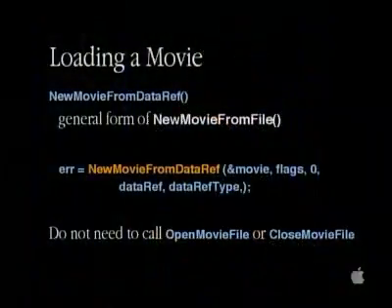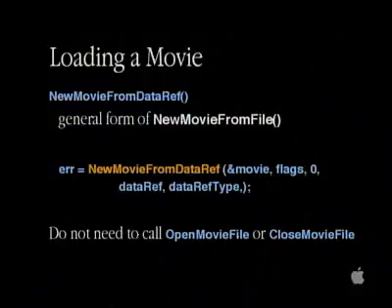Now that we have specified the location of the movie, how do we open the movie? We open the movie with New Movie from DataRef. This is the general form of the file manager-based New Movie from File. Notice that New Movie from DataRef takes a DataRef and a DataRef type and returns a movie catalog. Note that we do not need to call Open Movie File, Close Movie File. New Movie from DataRef opens the movie storage, loads the movie catalog, then closes the movie storage for us.